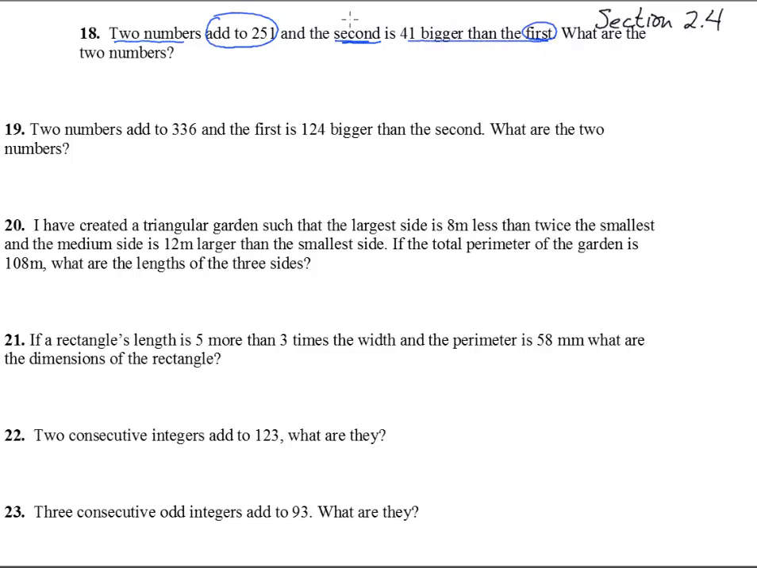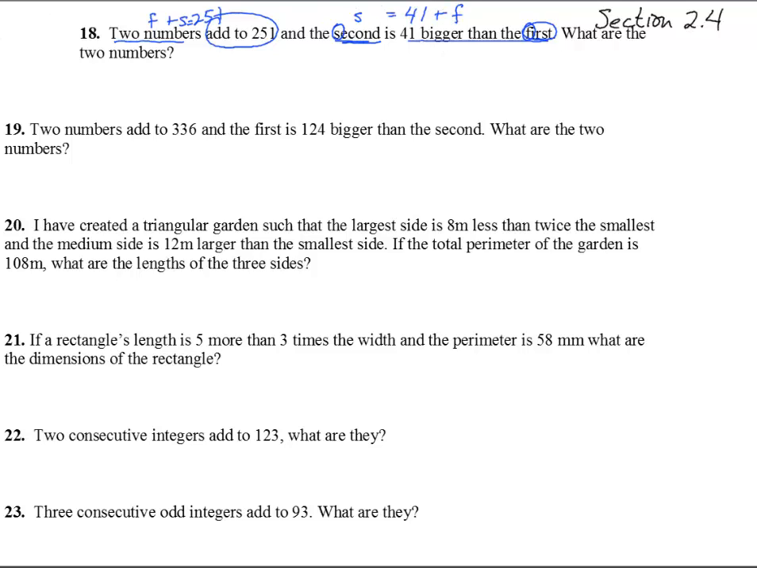So first of all, we have to pick some variables. I'm going to pick an S for the second number and an F for the first one. Now we know that F and S add to 251. F plus S equals 251. And we also know that the second is 41 bigger than the first.